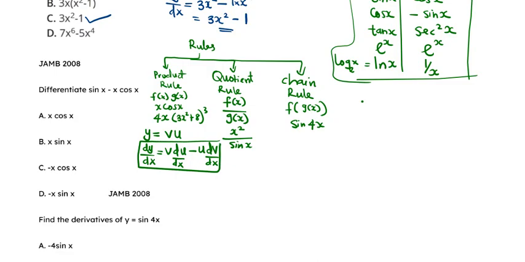Now, the next one is the quotient rule. The same way, let's say we have a function y equals v over u, where v is a function and u is also another function.